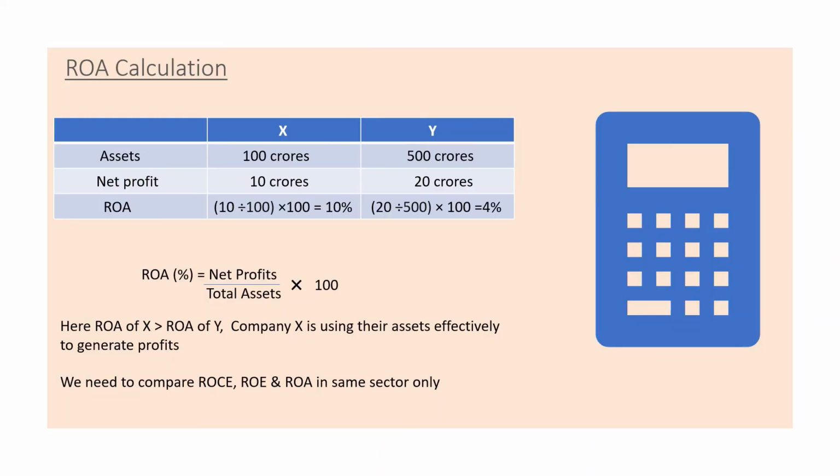Suppose company X has 100 crores of assets and generated net profits of 10 crores, and company Y has assets of 500 crores and generated net profit of 20 crores. If you apply the formula, the return on assets of X and Y are 10% and 4% respectively. So here company X has a higher ROA than company Y. That means company X is using its assets effectively to generate profits.